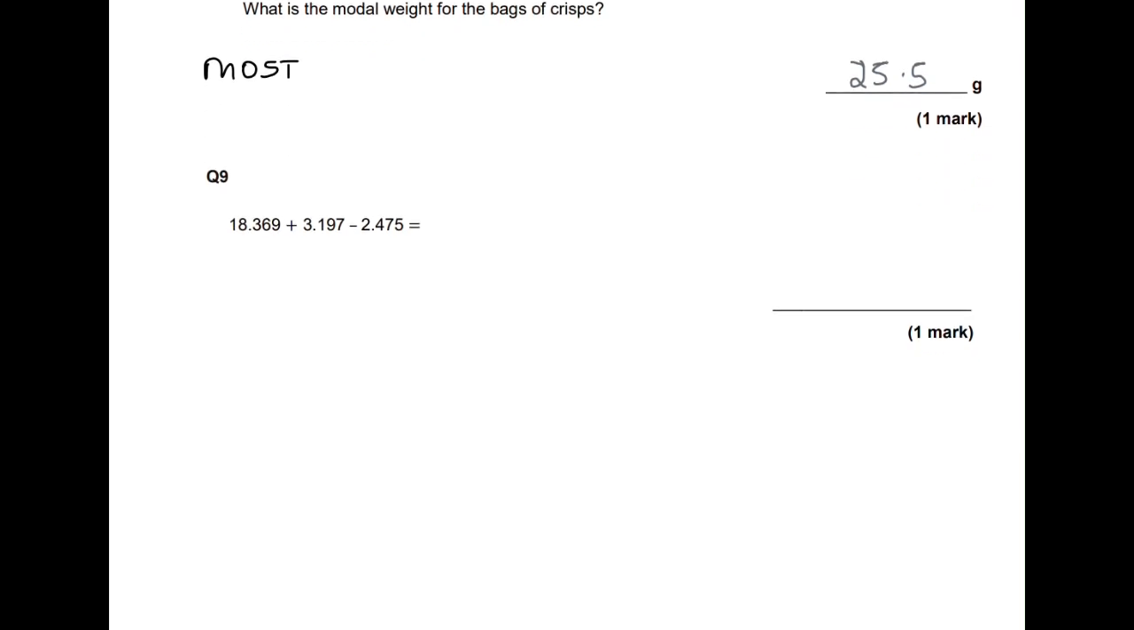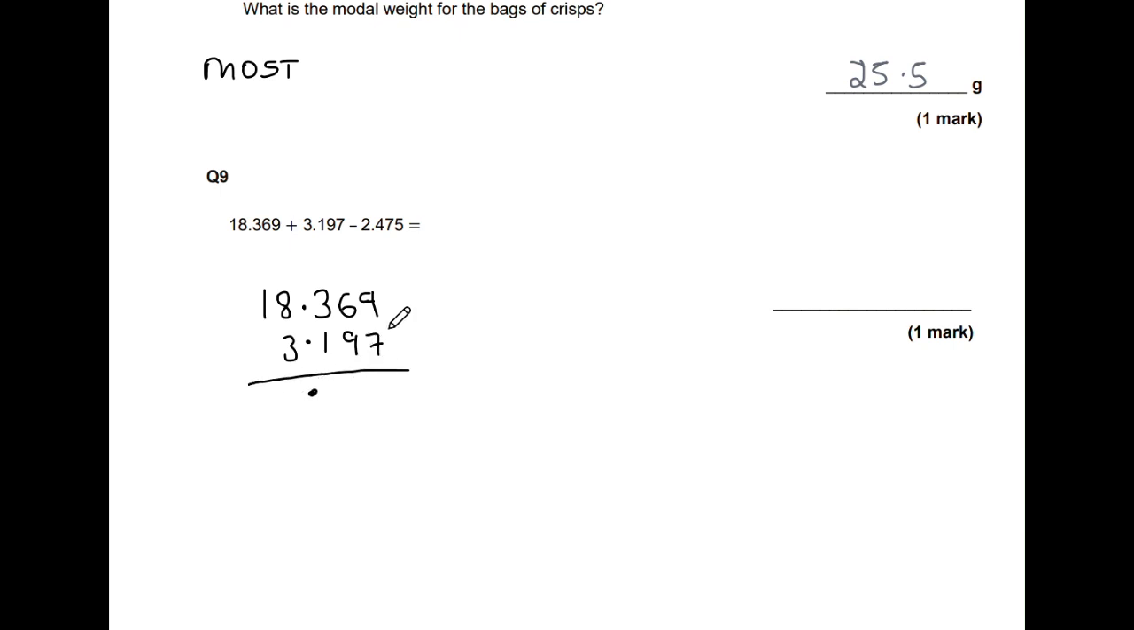And here we've got 18.369 plus 3.197 take away 2.475. So I'm going to do the first two first, adding them up. 18.369, and I'm going to add on 3.197. So you're always really careful to line up your decimal places when you're adding.